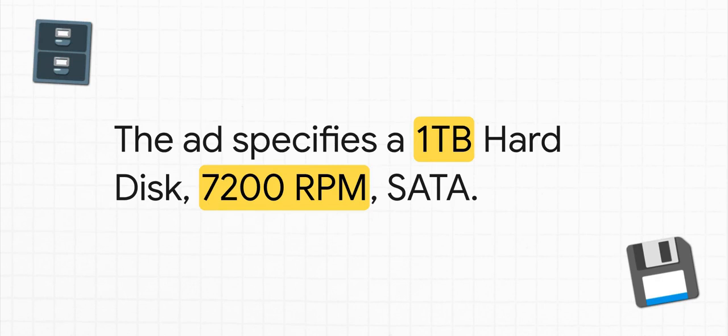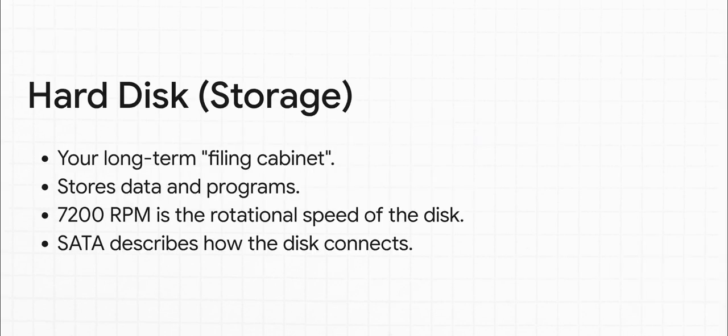Okay, so if RAM is the workbench, now we're turning to the filing cabinet, the hard disk. The ad says it has a 1 terabyte drive, running at 7,200 RPM with a SATA connection. Let's pull that apart. Yep, the hard disk is your long-term storage. It's the big filing cabinet where you stash everything, your apps, your photos, your documents, even when the power's off. 1 terabyte is a massive amount of storage.